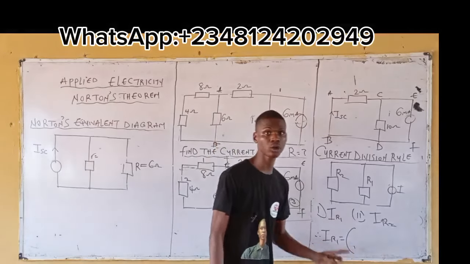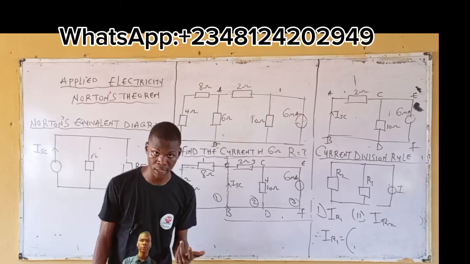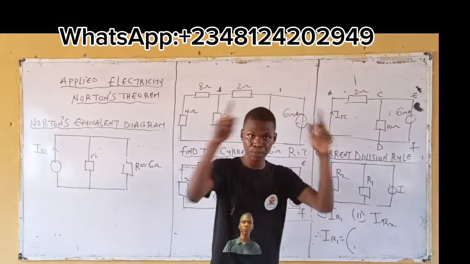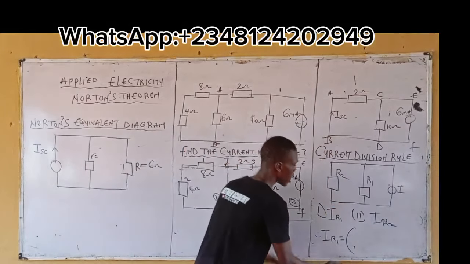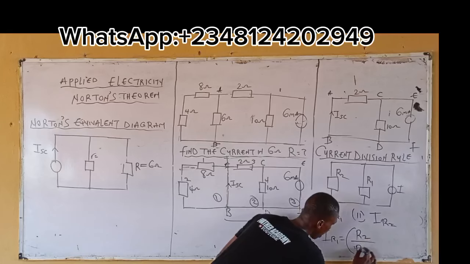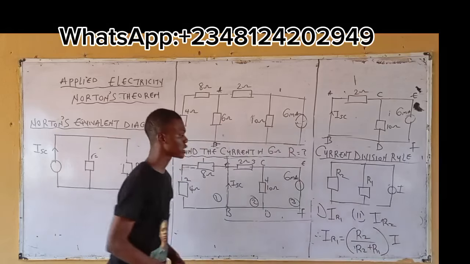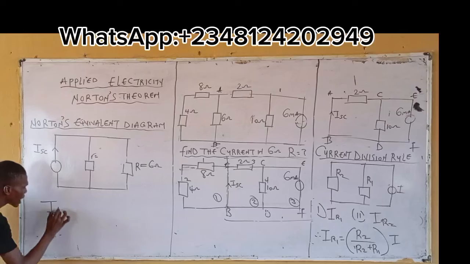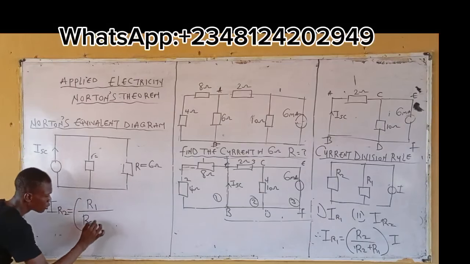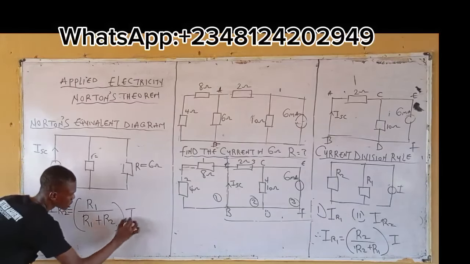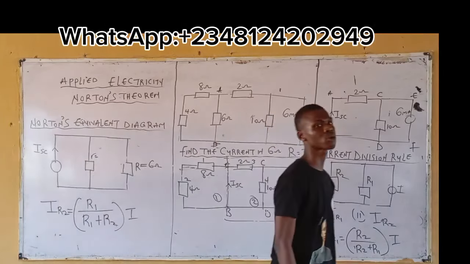Now, the current division rule works like this: the one you are not interested in, over the one you are not interested in plus the one you are interested in, multiplied by the current that you have here. So that becomes R2 over R2 plus R1, all multiplied by the current source I. Similarly, calculating IR2, that becomes R1, which I'm not interested in, over R1 plus R2, multiplied by I.